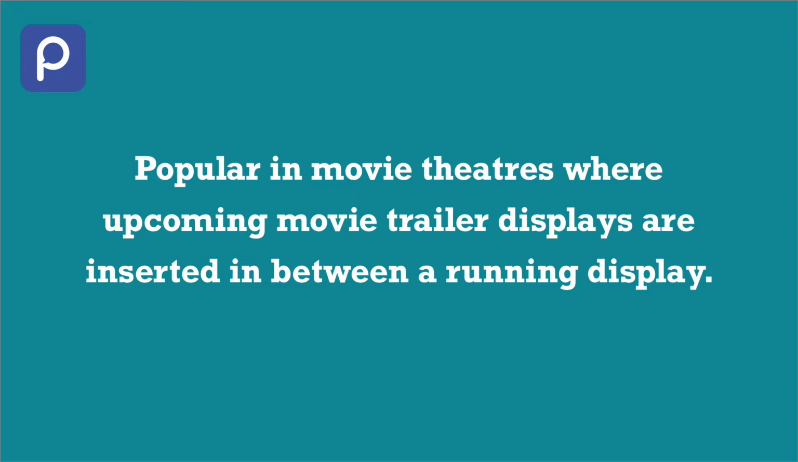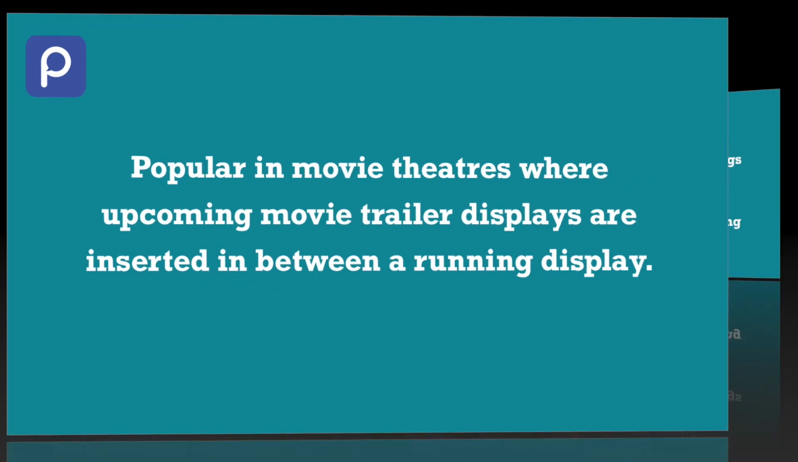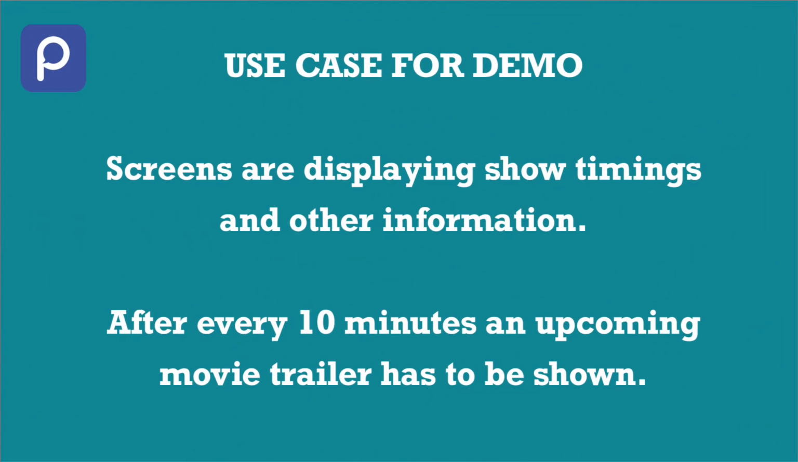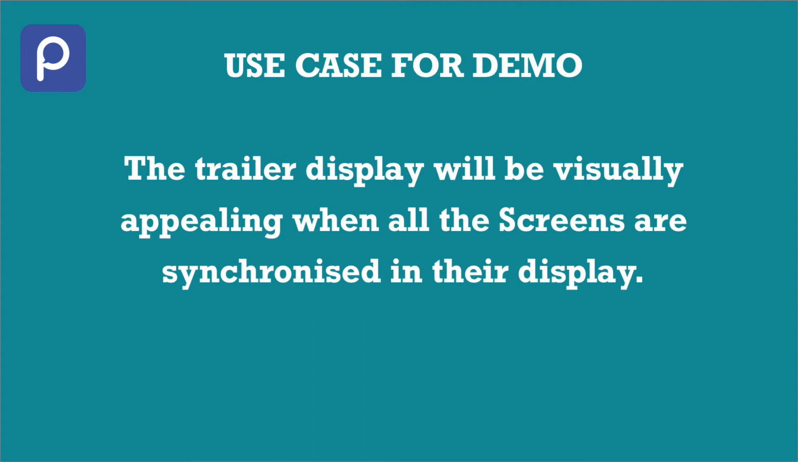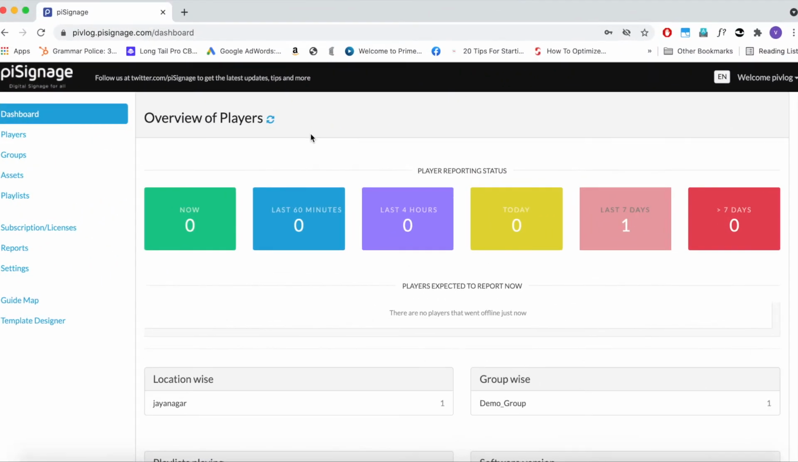Now let us see how to implement domination content playlist taking the same example above. So we need to insert a video content, that is an upcoming movie trailer, in between the regular playlist. The trailer should be displayed once every 10 minutes. The trailer should get deployed across all the players simultaneously with screens running the content in a perfectly synchronized manner to create a visually appealing effect. Now let us start implementing.